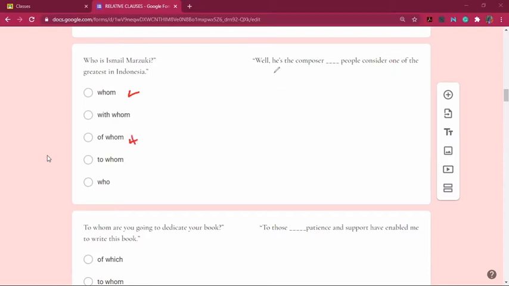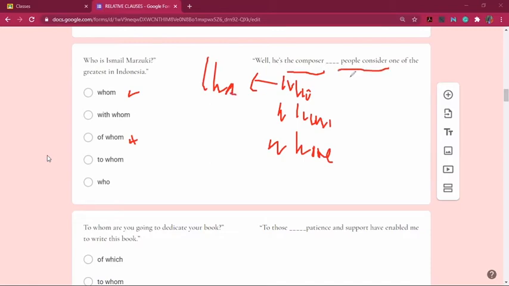Okay, why? Let me explain. First of all, yes, this is composer. Composer is a person so that you have choices who, you have choices whom, and then you have choices whose, and if you can use who, it means that you can also use that. Okay, this is people consider. People has been the subject, and then consider is the verb. So, of course, not who and not that, because who and that stand as subject. And this clause has already got the subject. The subject is people. So it's impossible to use who or that. So our choice is whose and whom. And of course not whose, definitely, because here we don't have any noun. So the choice is whom.